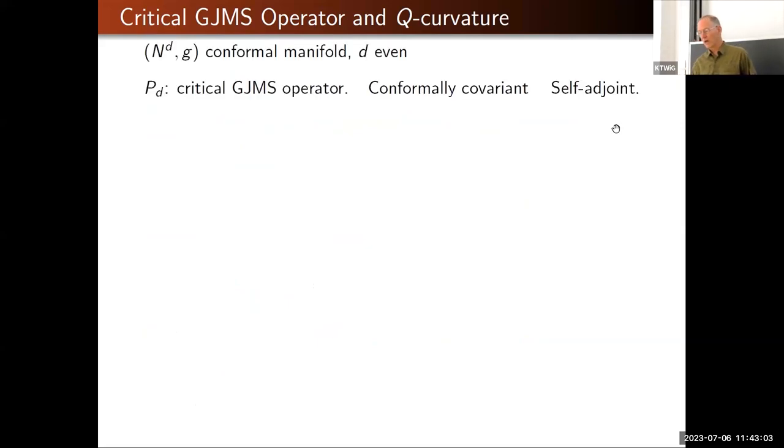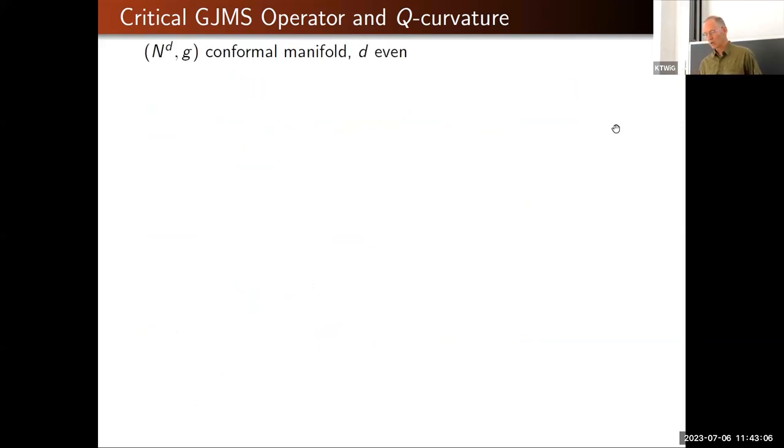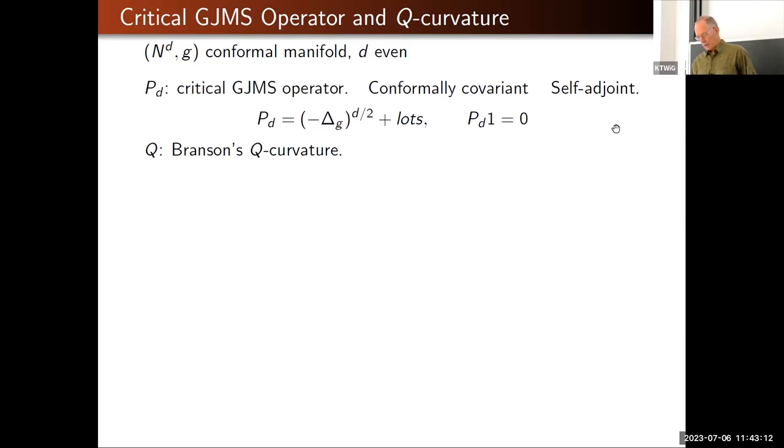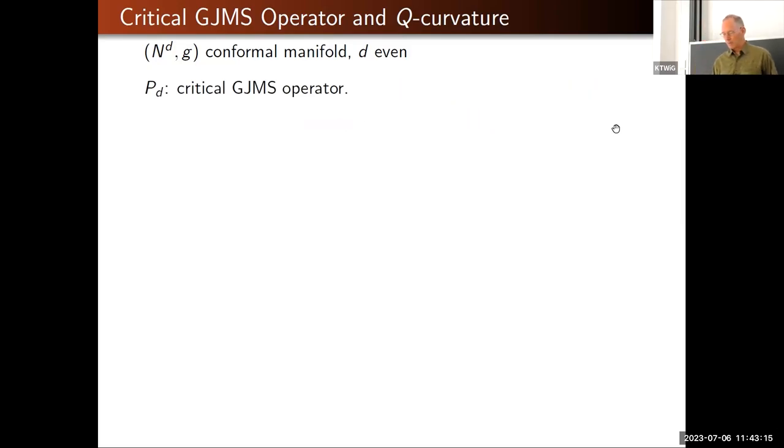So the next ingredient is more familiar to people who've worked in conformal geometry. This is the usual critical GJMS operator and usual Q curvature in conformal geometry. Let me just briefly run through this. Suppose we have an even dimensional conformal manifold, that's when the critical operator exists. Say the dimension D, which for the moment is n plus one, so you do conformal geometry in some even dimension D. So there's a critical operator.